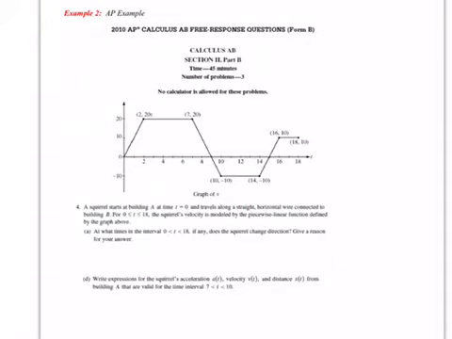Okay, so here we are on AP Example 2010. No calculator allowed. A squirrel starts at building A at time t equals 0 and travels along a straight horizontal wire connecting building B. For the times 0 to 18, the squirrel's velocity is modeled by the piecewise linear function defined. At what times in the interval does the squirrel change direction, and give a reason for your answer?